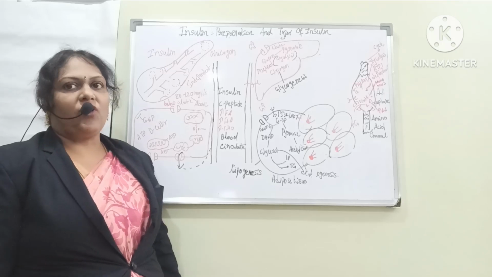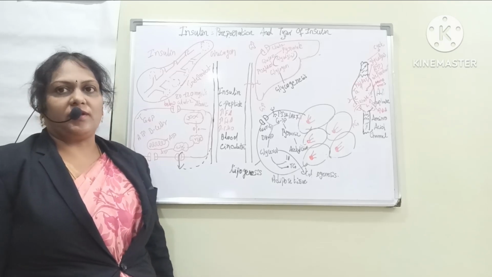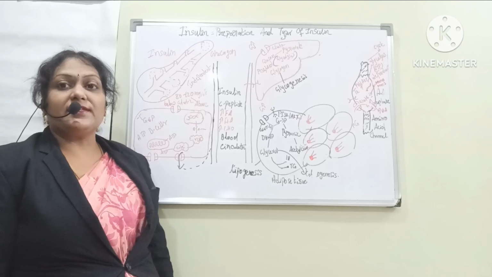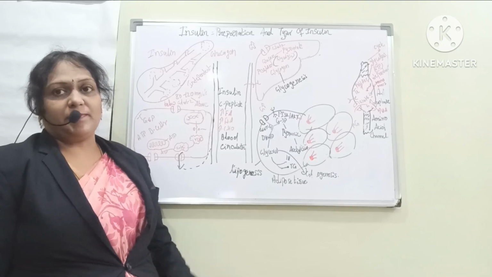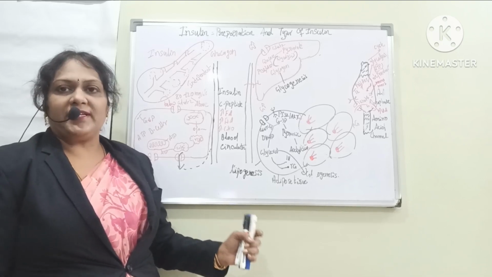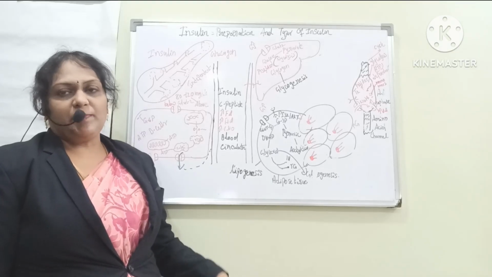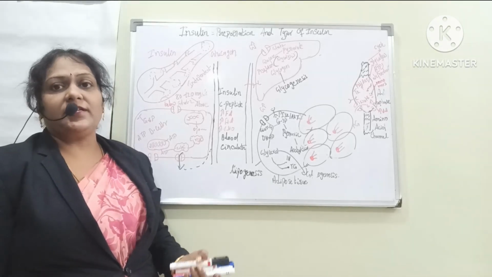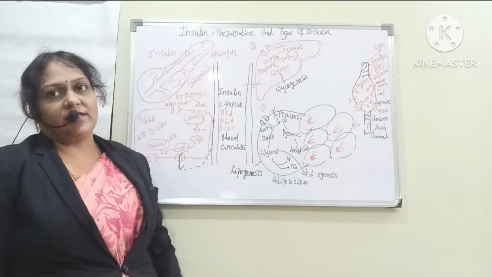In the first part, what we did is the introduction of insulin: where it is secreted and synthesized, in how many forms it is released, and the story of the beta cells of the islets of Langerhans, where it is synthesized and stimulated and also enters into your blood circulation.